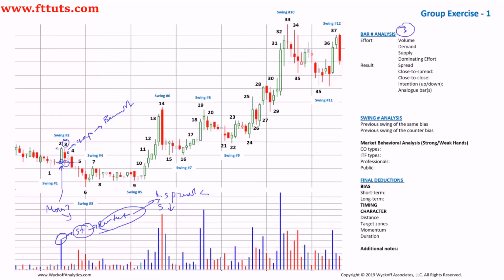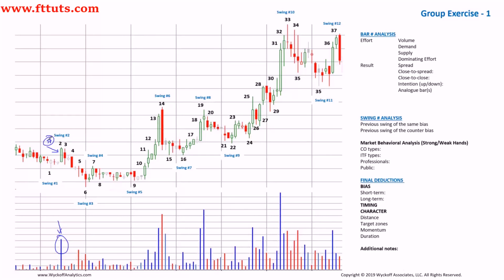So what does that suggest, Nilesh? That violation of the low? Right, right. Sorry, I was on mute. Yeah. That violation of the low suggests that there is no demand. Yeah, that the demand that was here on bar number 2, that is hidden in the volume spike, is of poor quality. And we kind of already identified there is some institutional selling coming in.